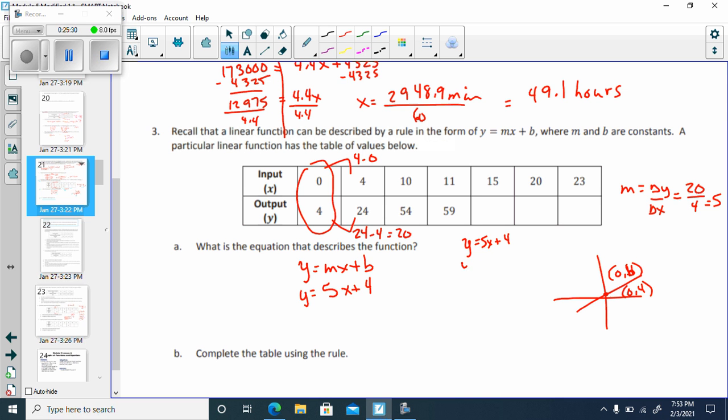Now complete the table. Y is equal to 5x plus 4. We plug this in. Y is equal to 5 times 15 plus 4, which gives us 79. Okay, now let's do 20. Y is equal to 5 times 20 plus 4. 5 times 20 is 100, plus 4 is 104. Now let's do this one. Y is equal to 5 times 23 plus 4, which would give us 119.